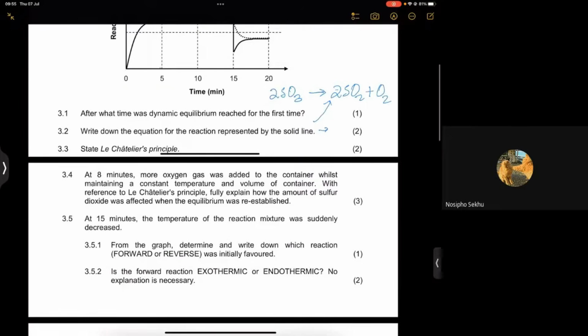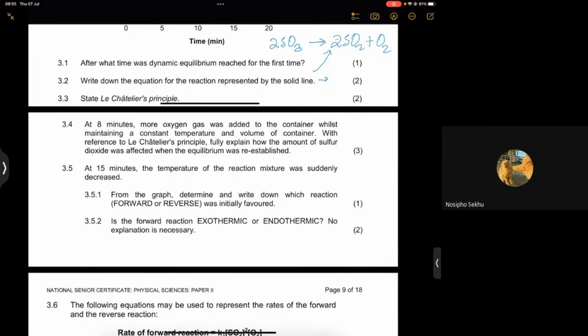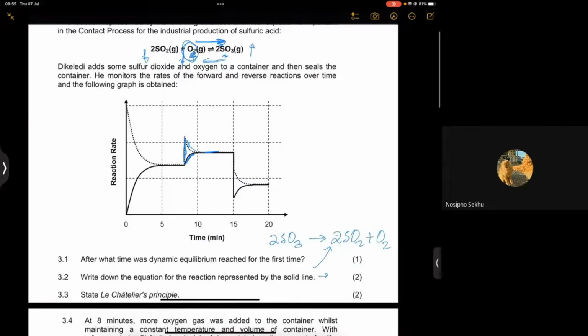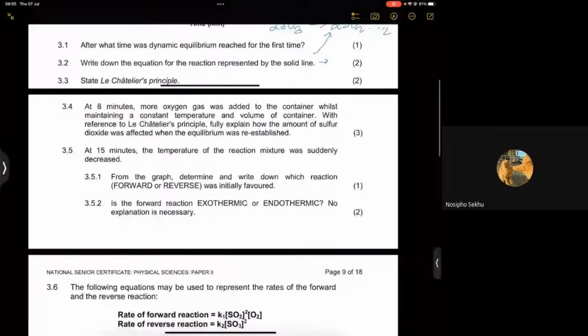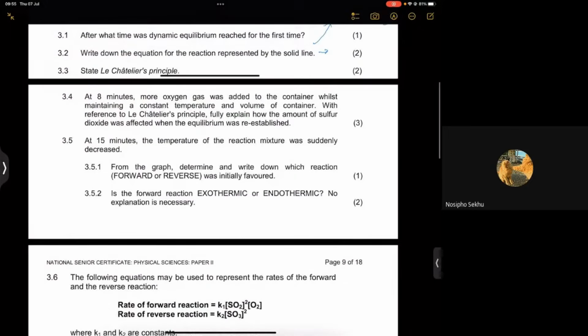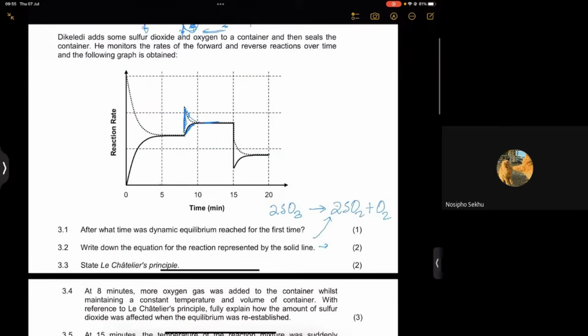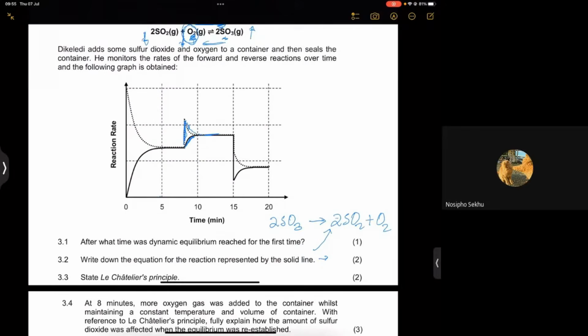Next one. They say at 15 minutes, the temperature of the reaction mixture was suddenly decreased. They say from the graph, write down which reaction, forward or reverse, was initially favored. So which one was affected the most?